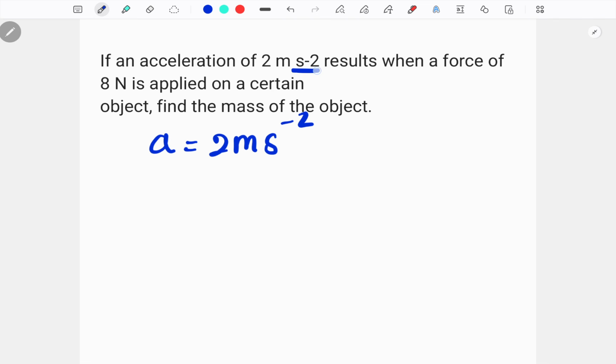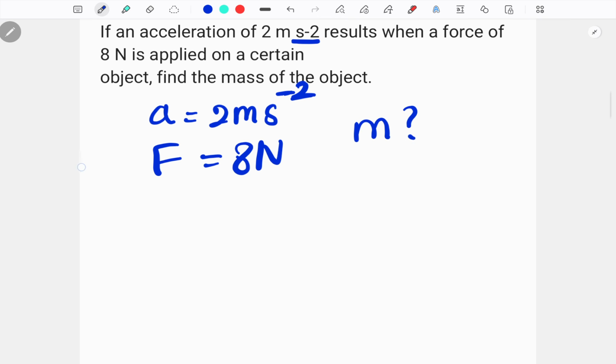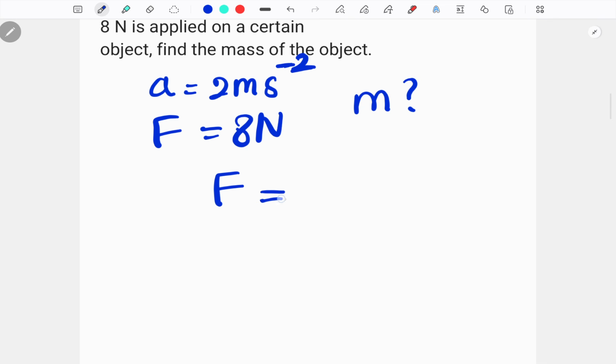It won't be at the same level, right? The minus 2 should be at the upper level. When the force is F equals 8 Newton, find the mass of the object. Asking about mass, right? The same equation. What is that? F = ma. Now I want to make m the subject.